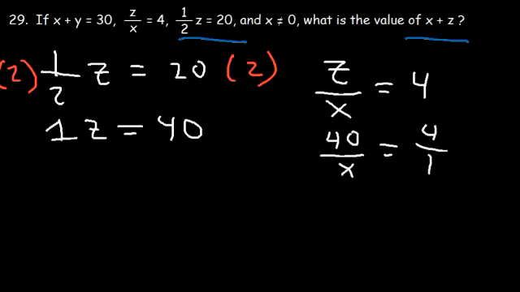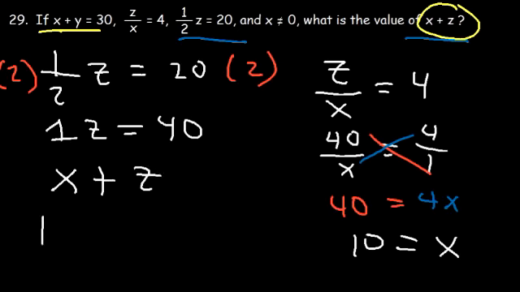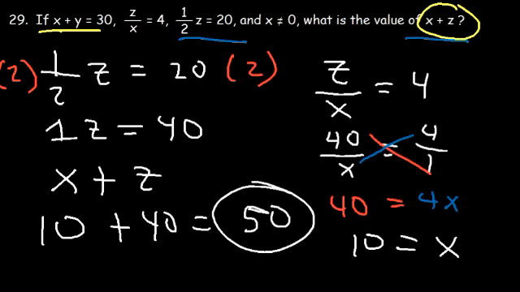Let's cross multiply. I'm going to write 4 as 4 over 1. So 40 times 1 is 40, and x times 4 is 4x. So if we divide both sides by 4, 40 divided by 4 is 10, so x is 10. Now, notice that we don't need the first equation. We don't need the value of y. If we wanted to, y is 20. If x plus y is 30 and x is 10, 10 plus 20 is 30. But our goal is to find the value of x plus z. And so we know that x is equal to 10 and z is equal to 40, so 10 plus 40 is 50. And so 50 is the answer for number 29.